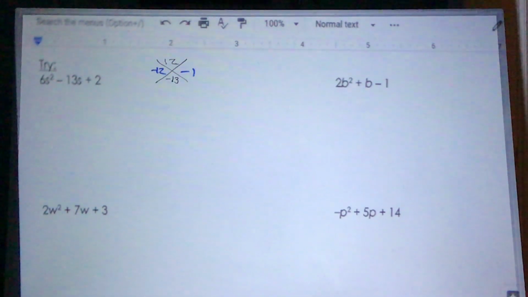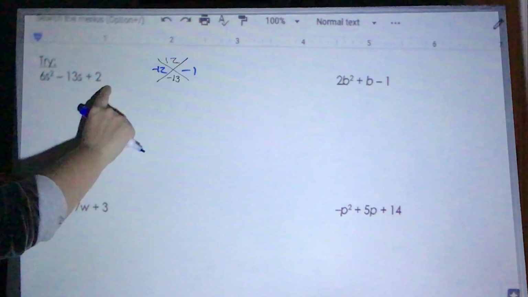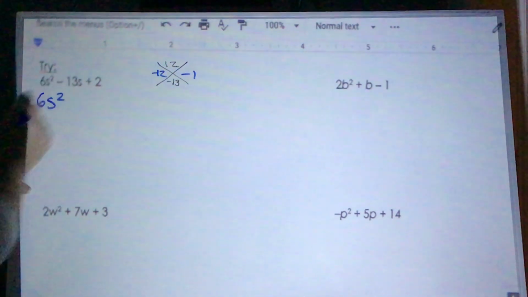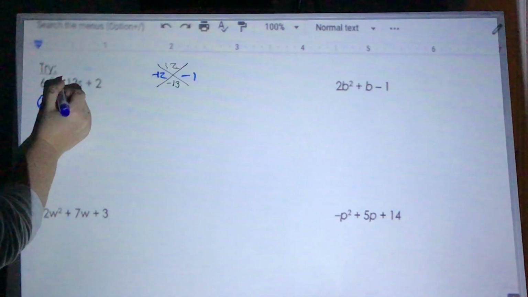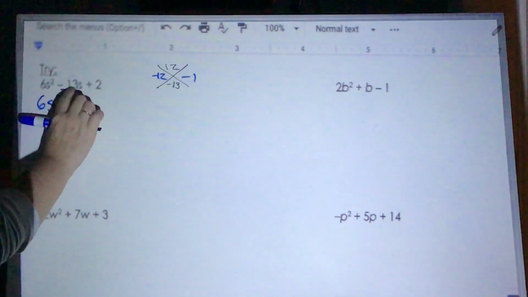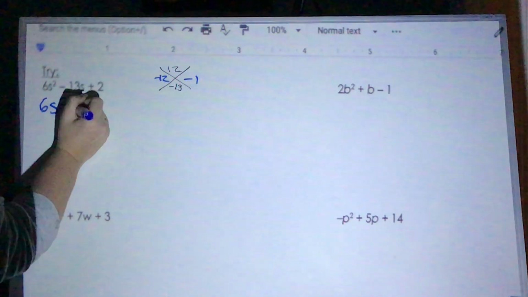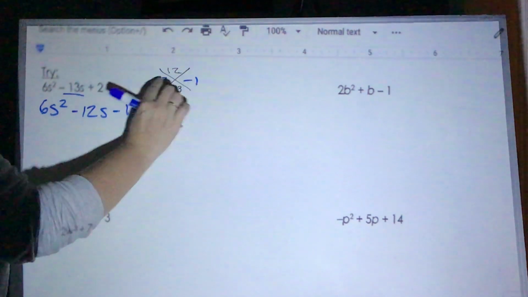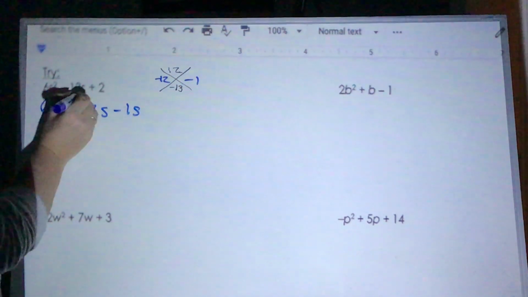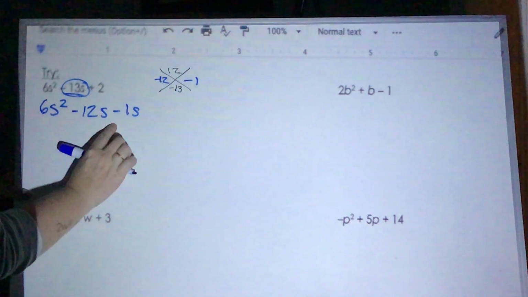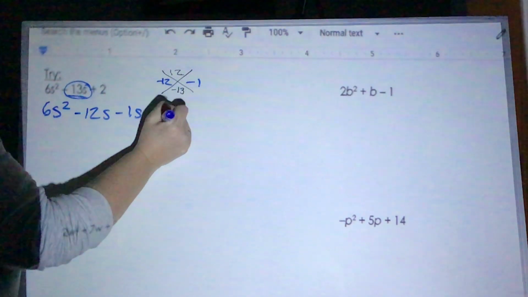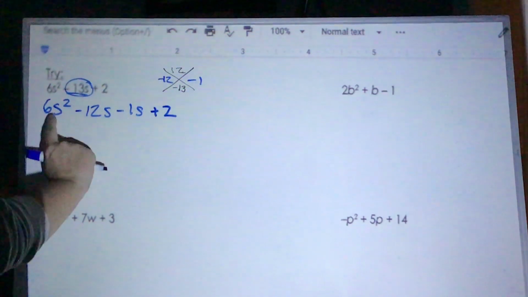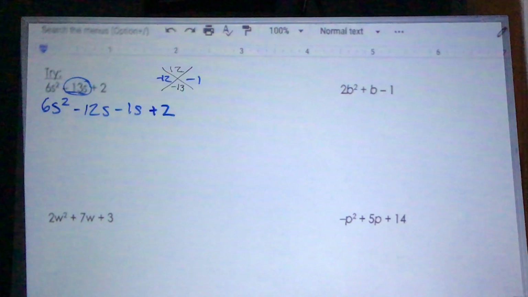To use the grouping or split method, you take your trinomial and you write it over. So I'm going to start writing 6s squared. But instead of writing our middle term, we're going to change the -13s into a -12s and a -1s. We're going to use the two numbers we found in our puzzle to replace that middle term. And then we're going to keep our C the way it was. So now instead of having a trinomial, we have a polynomial with 4 terms.